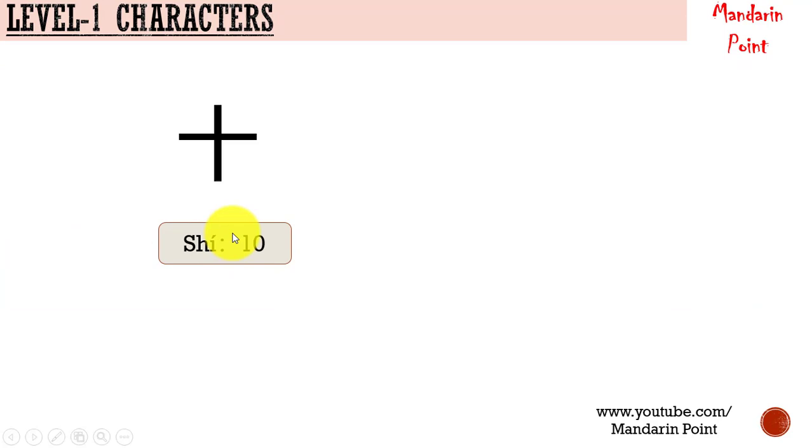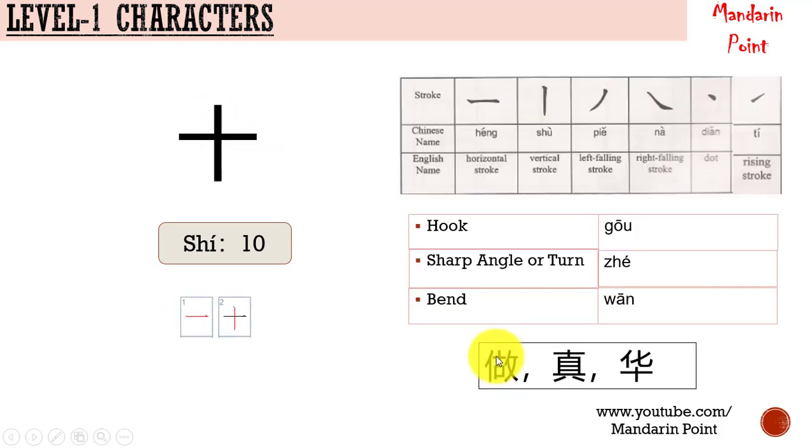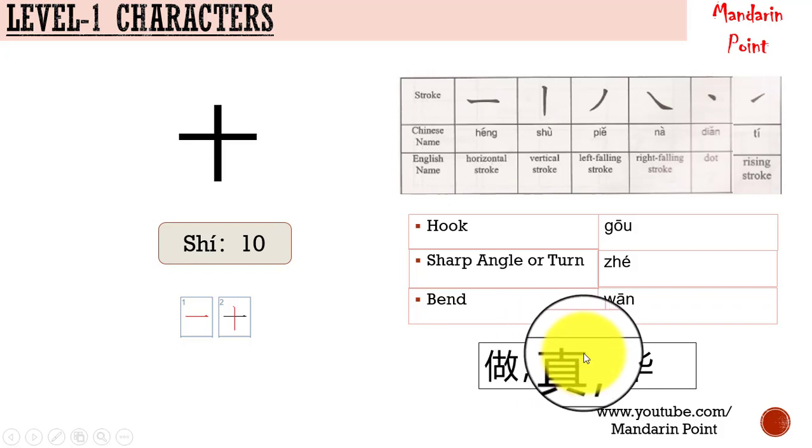Let's move towards the next level 1 character. It is Shi, meaning 10. It is a very simple character, just two strokes, horizontal and vertical. Over here you can see it is Shi.